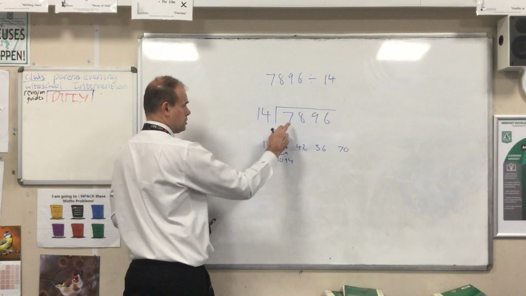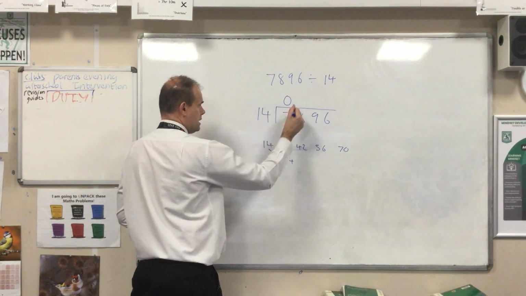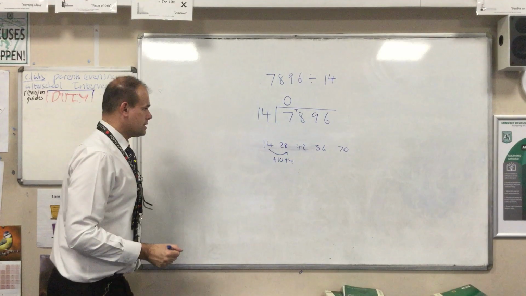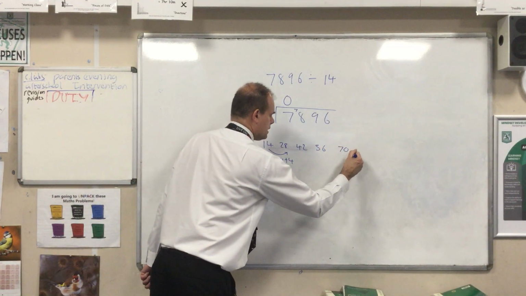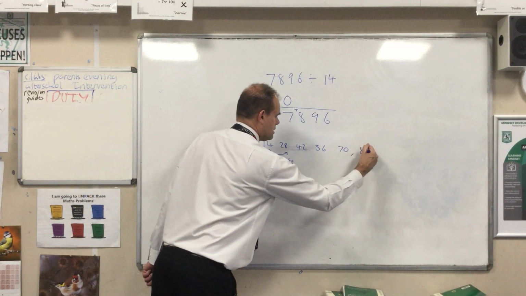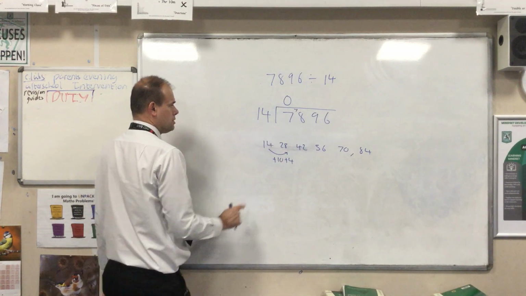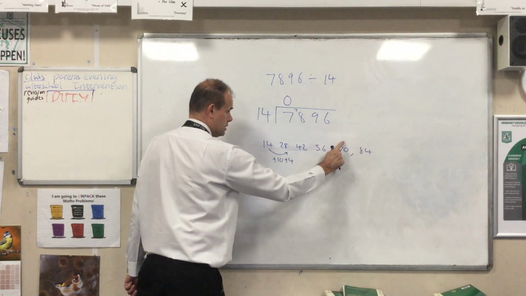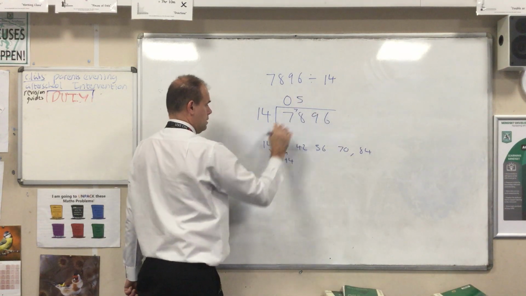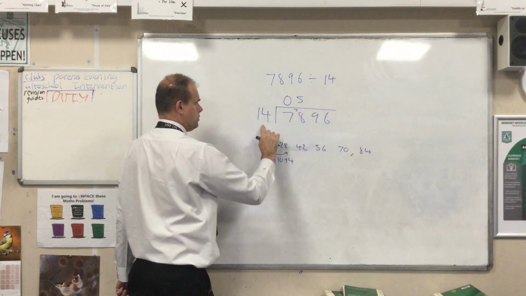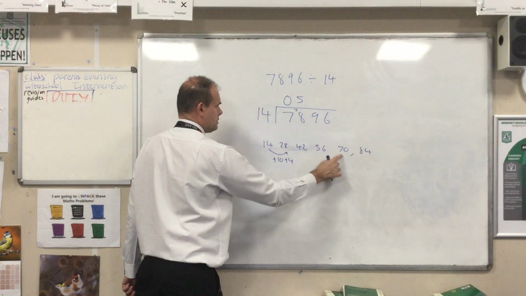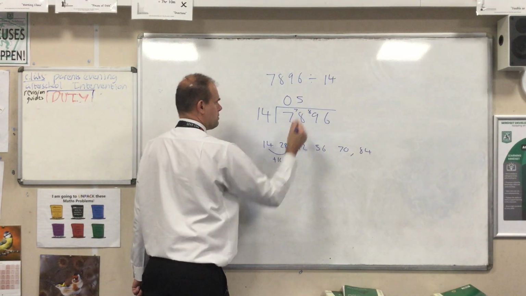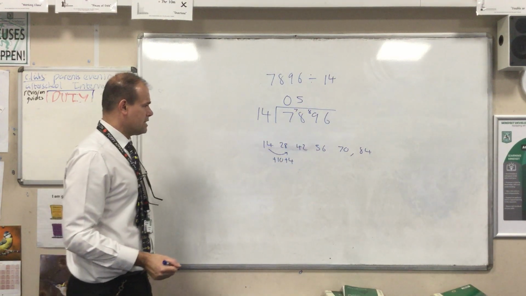14s into the 7 won't go because it's too small. Put a naught there if you want. Carry it over. 14s into 78. Well, if I add another 14 onto that, that's like adding 10 and 4 onto that, you get 84. So the most number of 14s you can get to 78 is 1, 2, 3, 4, 5. 6 is too much, it's gone over. So that's 5 of them. 5 14s are 70. 70 add what makes 78? 8. So you've got 89. 14s into 89.